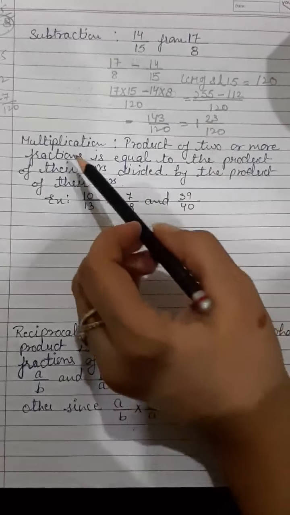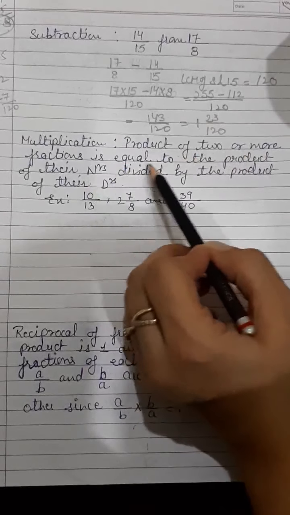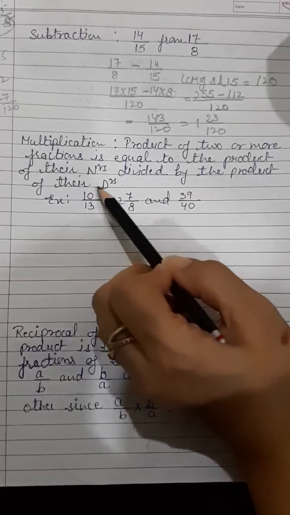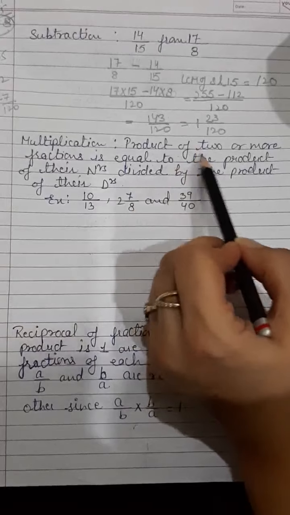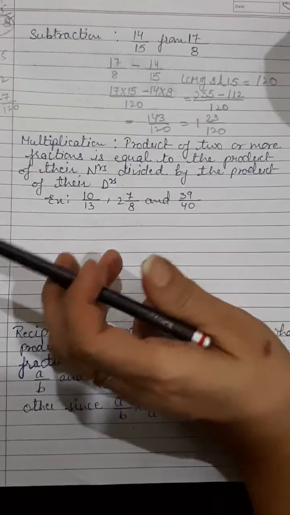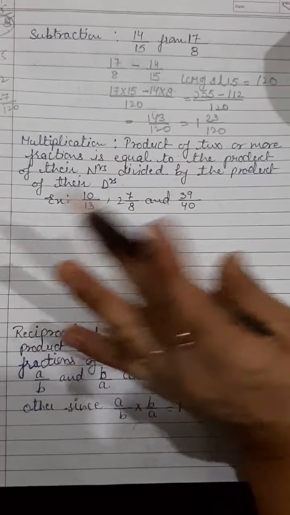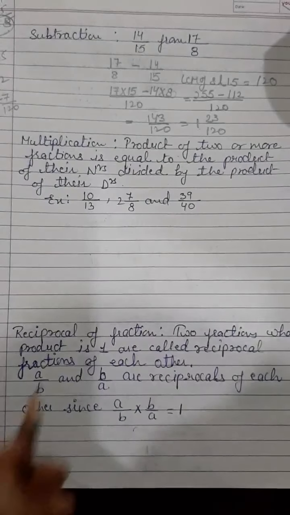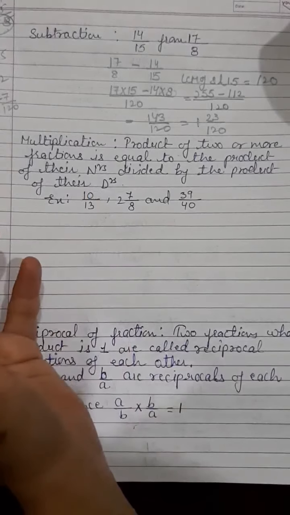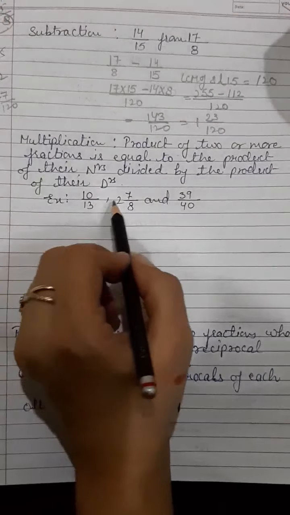Clear? Now multiplication. The product of two or more fractions is equal to the product of their numerators divided by the product of their denominators. If you have to multiply fractions, then you multiply numerators with numerators and denominators with denominators only, right? But before that you have to check also, if you can cancel out a numerator and denominator, then cancel out and then at the end multiply. So let's do it with an example.